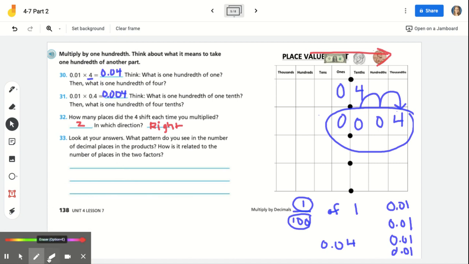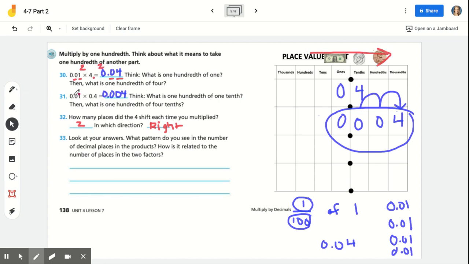Okay, so let's take a look at our problem for number 30. 1 hundredth times 4. Let's underline the decimal places. For 1 hundredth, there is 1, 2. Are there any decimal places for the number 4? No, 4 ones, the decimal falls afterward. It is a whole number. There's no decimal places. So in total, we have 2 decimal places for both factors. How many decimal places do we have in our product of 4 hundredths? Let's underline: 1, 2. 2 decimal places.